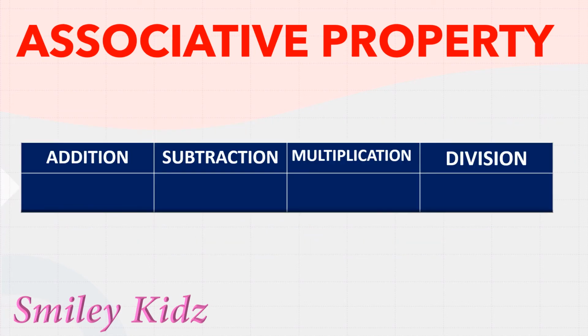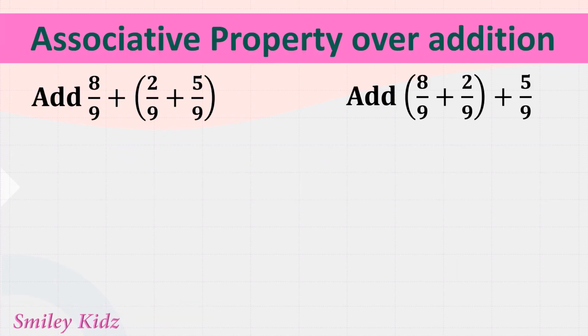Let us see whether associative property is applicable for all the operations or not. Let us see each operation in detail. Associative property over addition. Our property is A plus B plus C, where B plus C will be in the brackets. So here is our example: 8 by 9 plus (2 by 9 plus 5 by 9). 2 by 9 plus 5 by 9 are in the brackets. So first we'll be solving 2 by 9 plus 5 by 9. We'll be solving the brackets part.